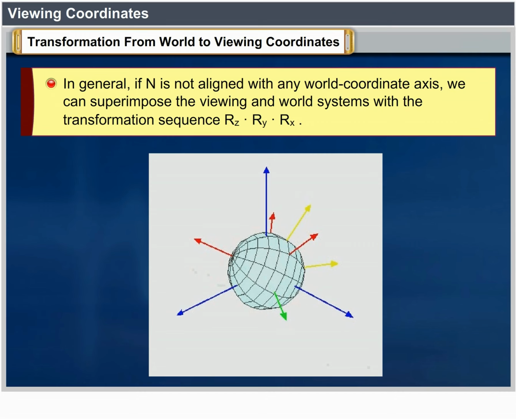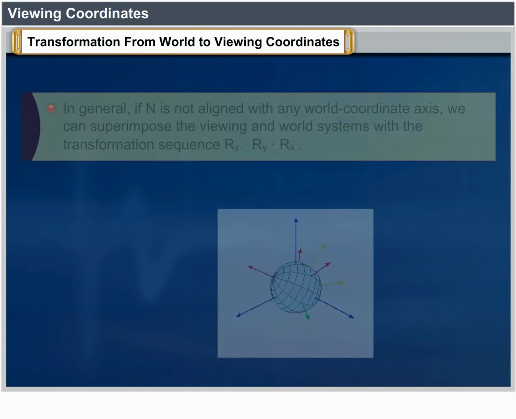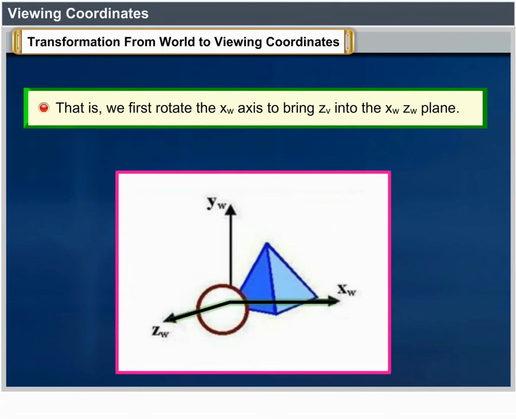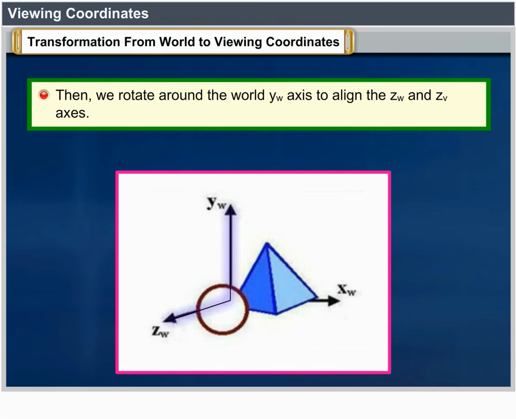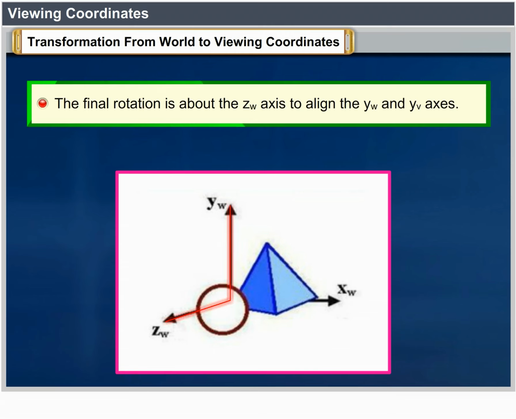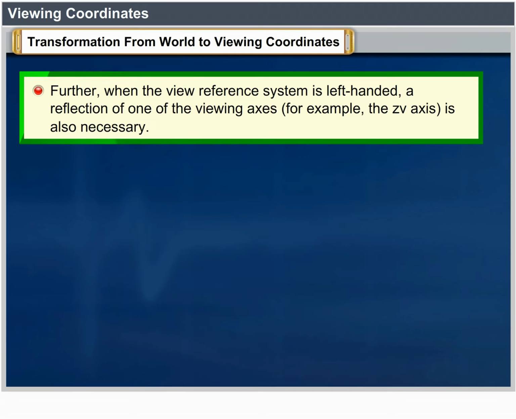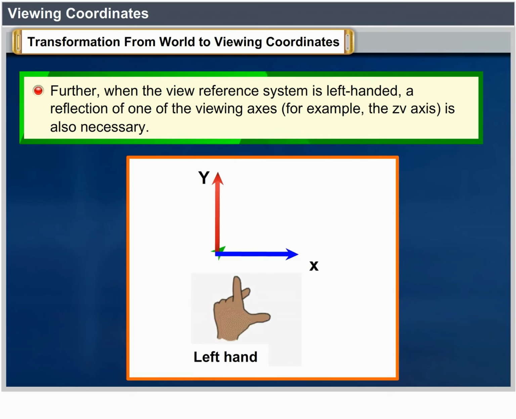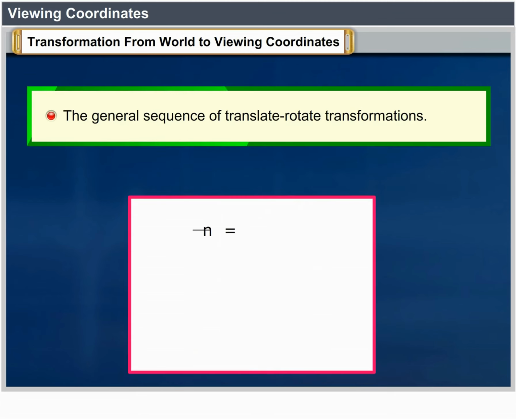Rz.Ry.Rx. That is, we first rotate about the xw axis to bring zv into the xw-zw plane. Then we rotate around the world yw axis to align the zw and zv axes. The final rotation is about the zw axis to align the yw and yv axes. Further, if the view reference system is left-handed, a reflection of one of the viewing axes, for example the zv axis, is also necessary. The general sequence of translate-rotate transformations.